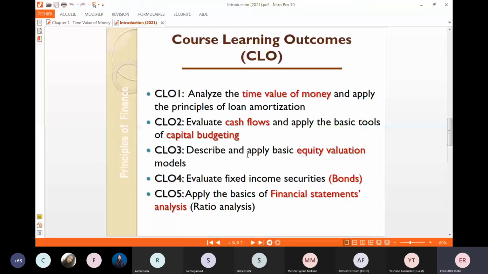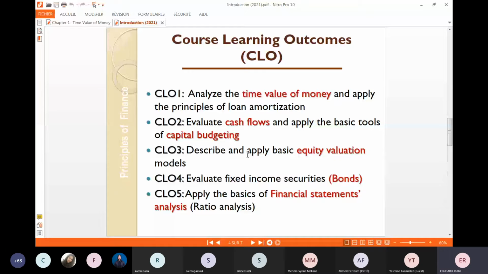Also, at the end of the course, you should be able to describe and apply the basic equity valuation models. You will be able to describe the features of equities, of stocks, the different categories of stocks, and how to estimate the value of a stock in the market. Also, you should be able to evaluate fixed income securities, and here we are talking about bonds, which represent a debt instrument, if you want, because you know that a company, when it decides to invest, requires funds to be able to finance the investments.